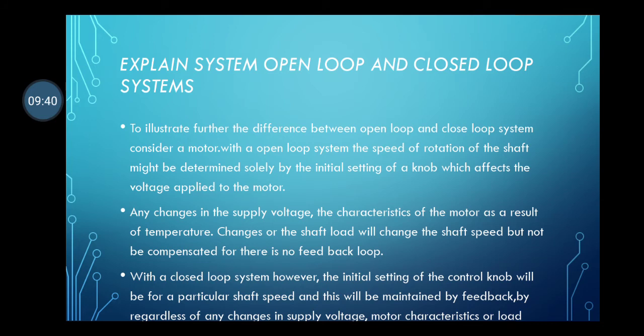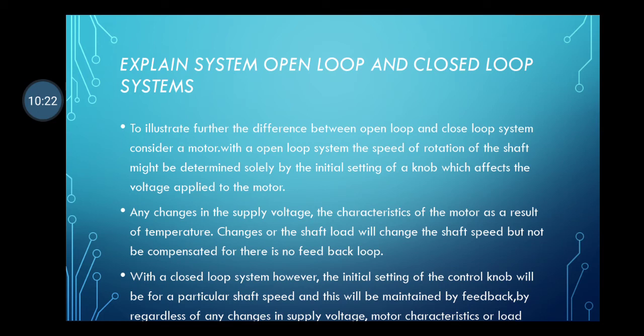To illustrate further the difference between open loop and closed loop systems, consider a motor with an open loop. The speed of rotation of the shaft might be determined solely by the initial setting of a knob which affects the voltage applied to the motor.